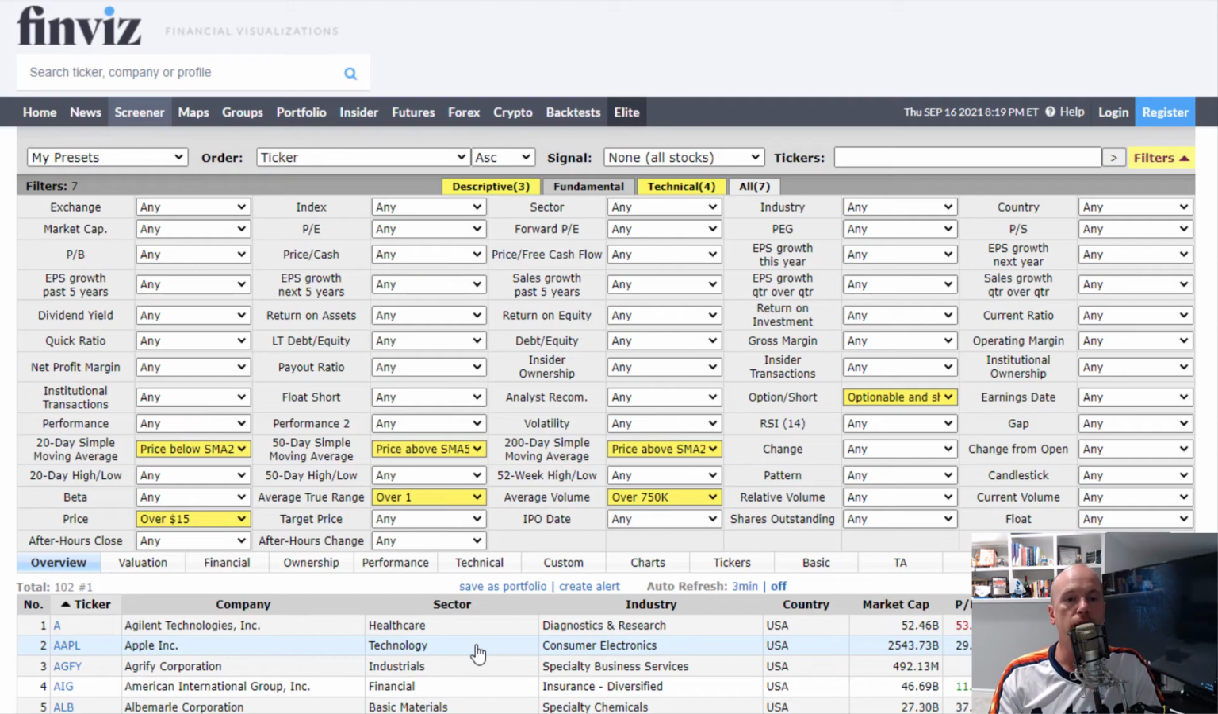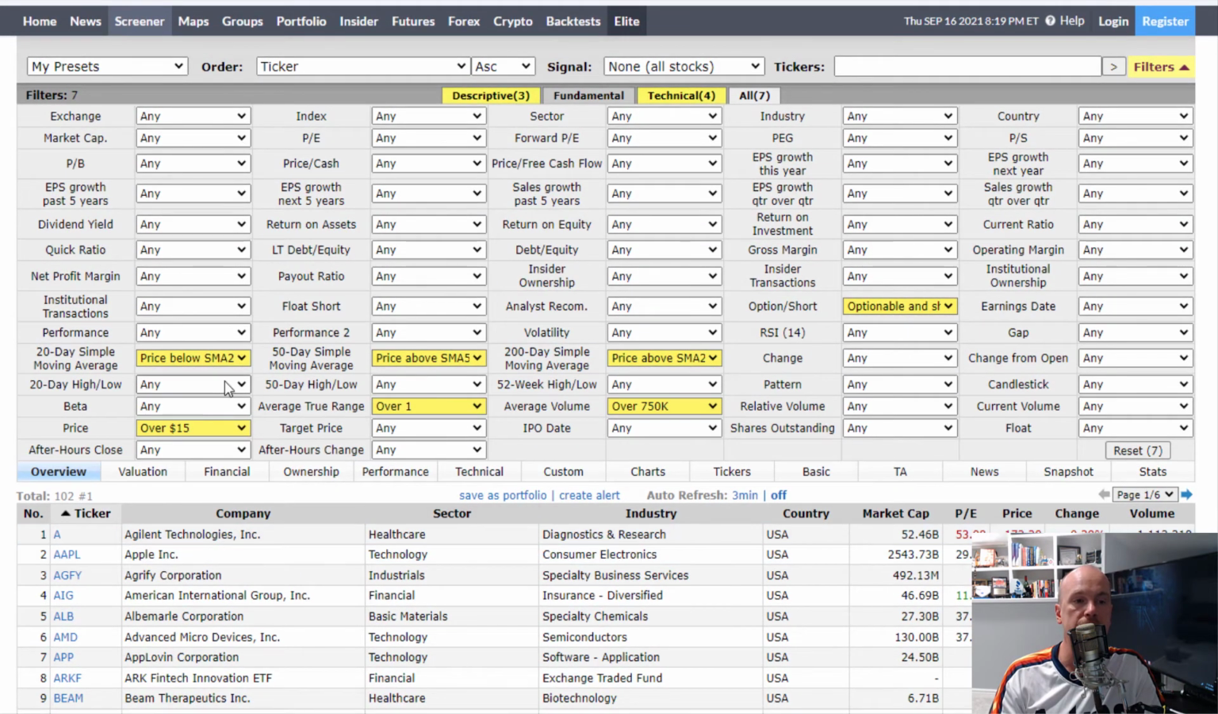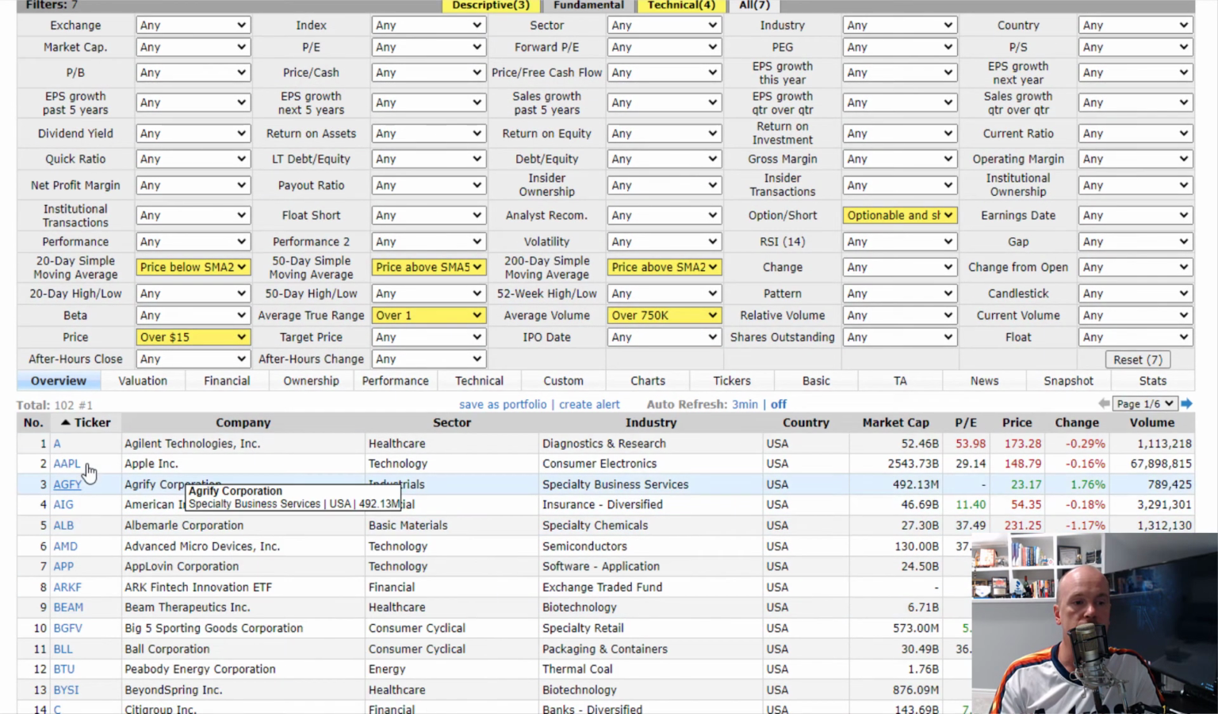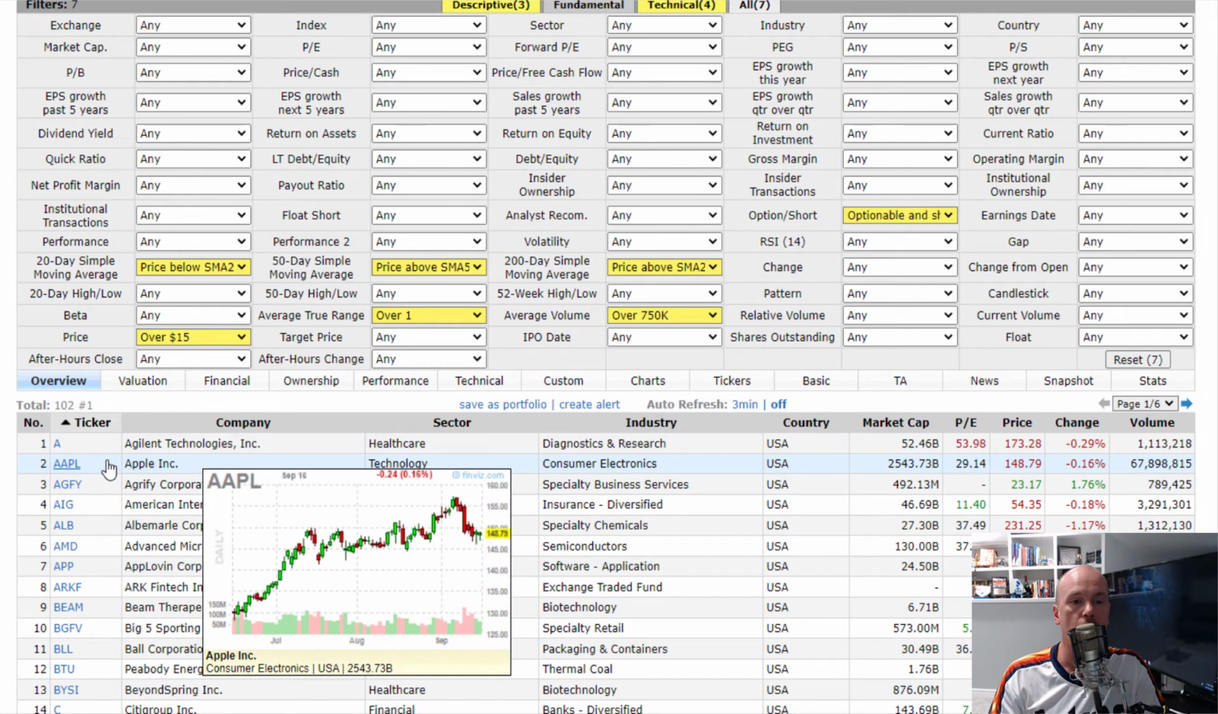Now, why did the Thinkorswim scan give me 110, but this one gives me 102? Well, if you think about it, I was a bit more selective in this one because I was able to select average true range, and I was able to select optionable and shortable. So I actually get probably a closer list in this case. And one of the stocks on my list here is Apple, right? It's got Apple here on my list.